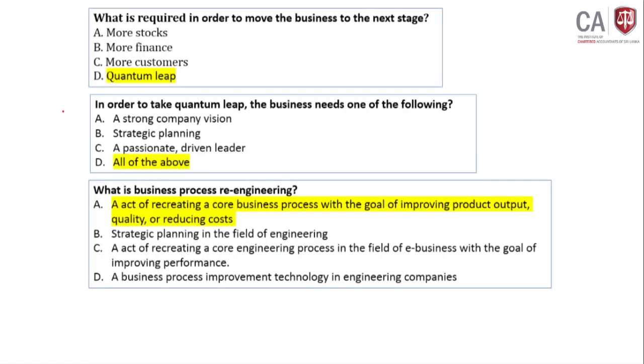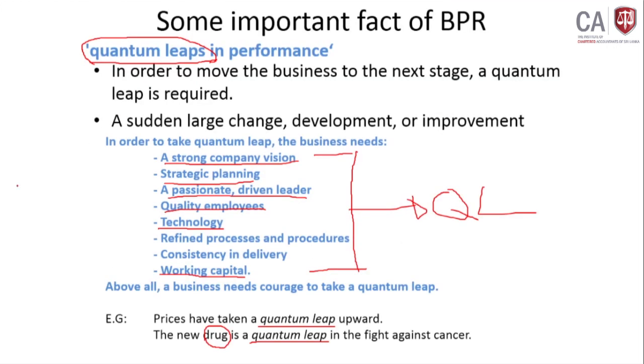What is required in order to move the business to the next stage? That is quantum leap. In order to take a quantum leap, the business needs one of the following. A strong company vision should be there. Strategic planning is there. Passionate, driven leader is there. You saw these things, right? Let's talk about this.